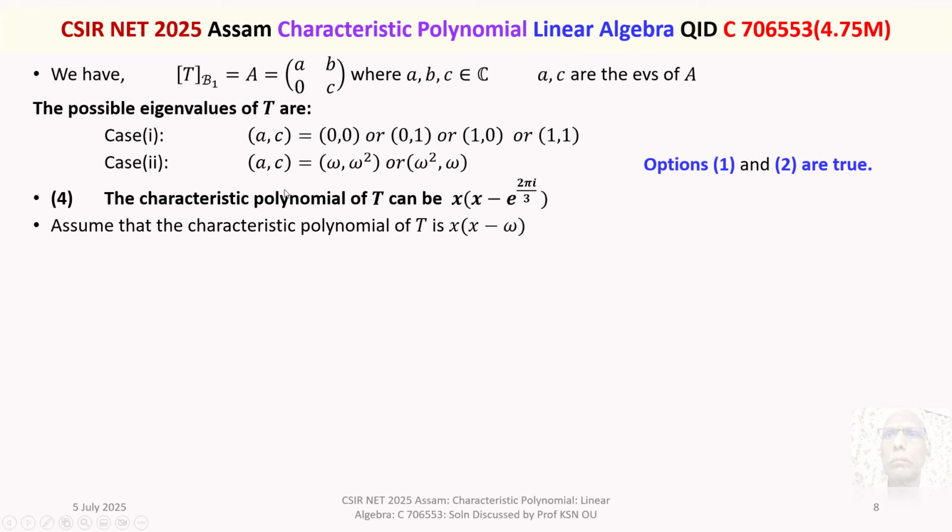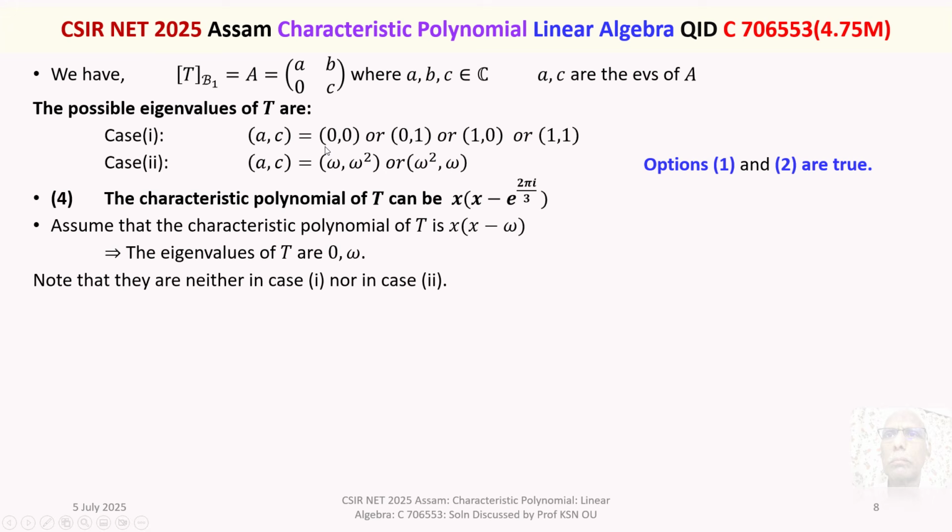Now, is the combination 0 comma omega there in case 1 and case 2? No. So, the eigenvalues of T are 0 comma omega. Note that they are neither in case 1 nor in case 2. Therefore, our assumption is false. Therefore, option 4 is false. Right. We move on to option 3.